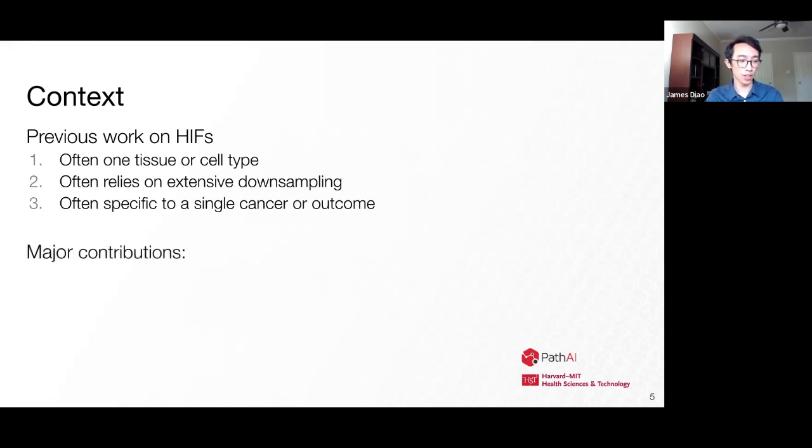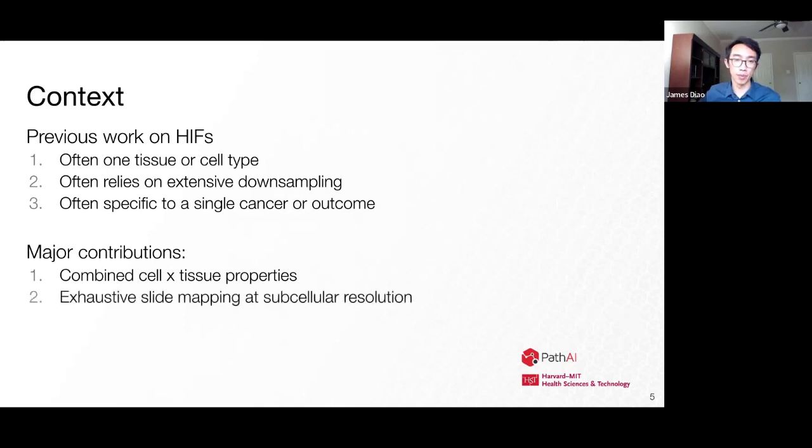So we think major contributions that we aim to deliver with this paper were to, for the first time, start to investigate combined cell and tissue properties. So not just how many lymphocytes or plasma cells are enriched in the tissue, but where they are. So stromal lymphocytes are very different from tumor infiltrating lymphocytes. And so to be able to explore that more thoroughly, to be able to do this using exhaustive mapping of the cancer histology slides at subcellular resolution.